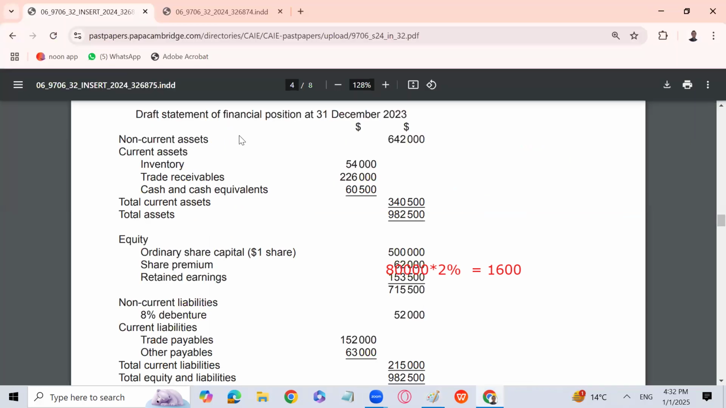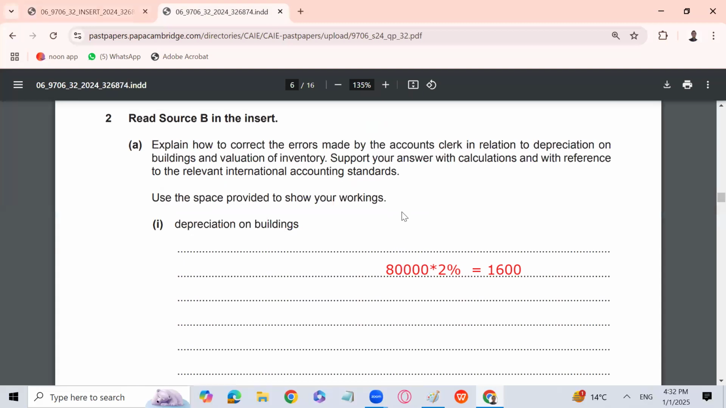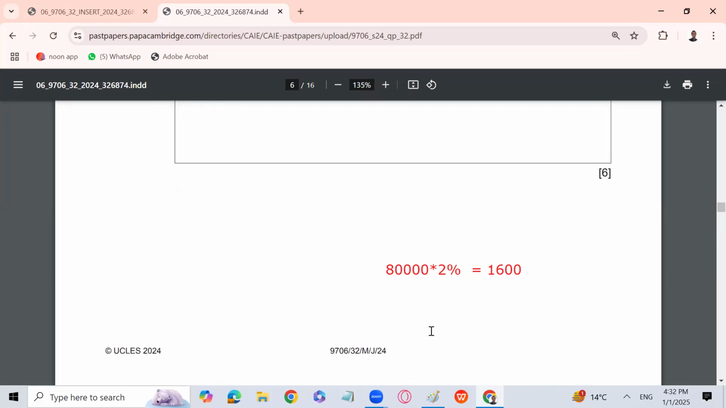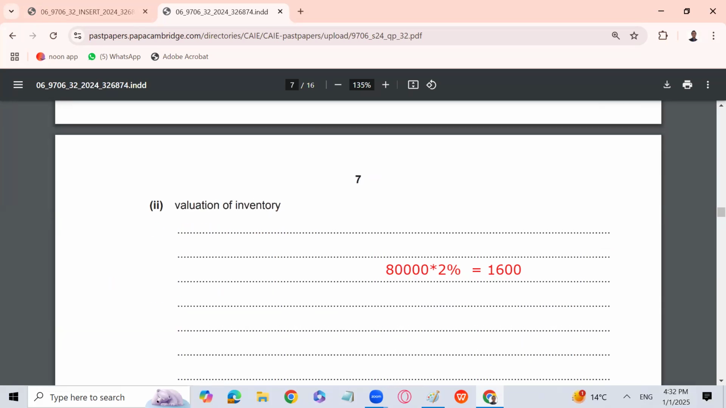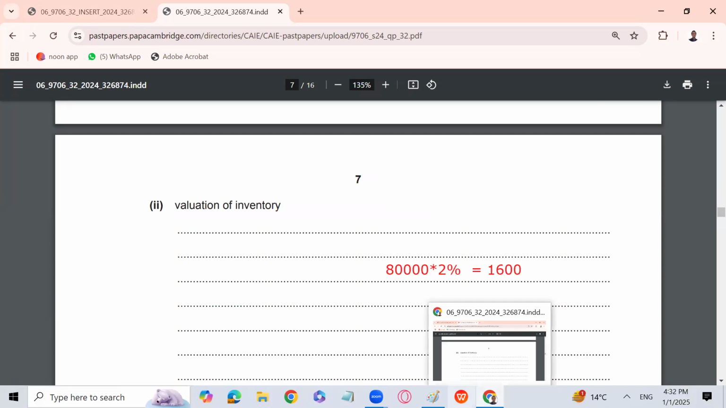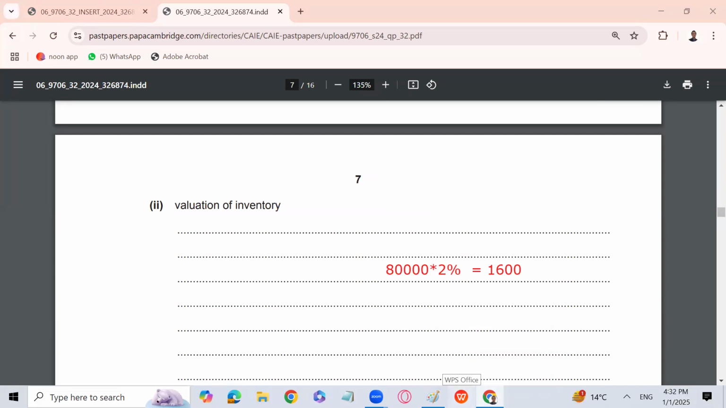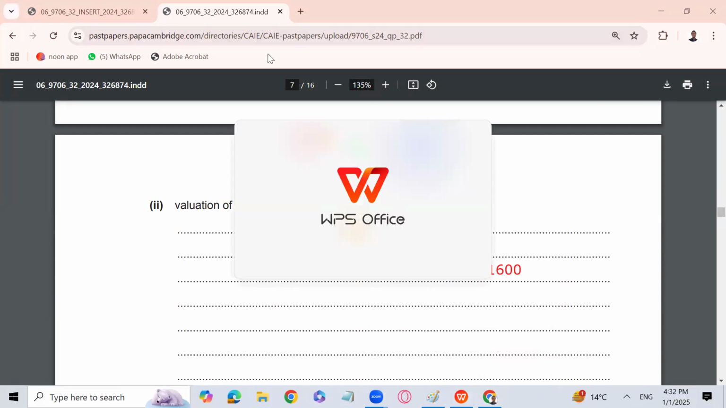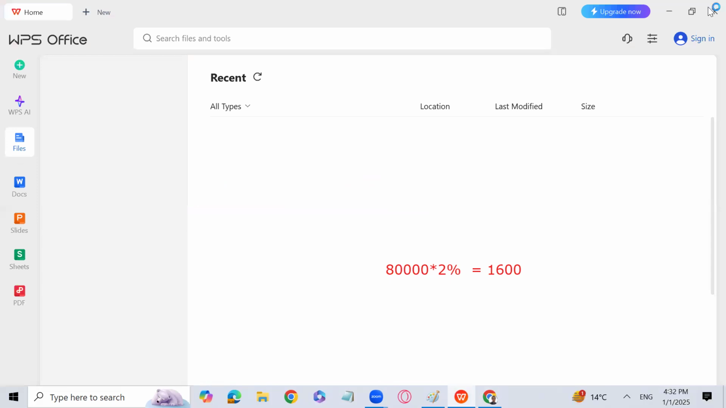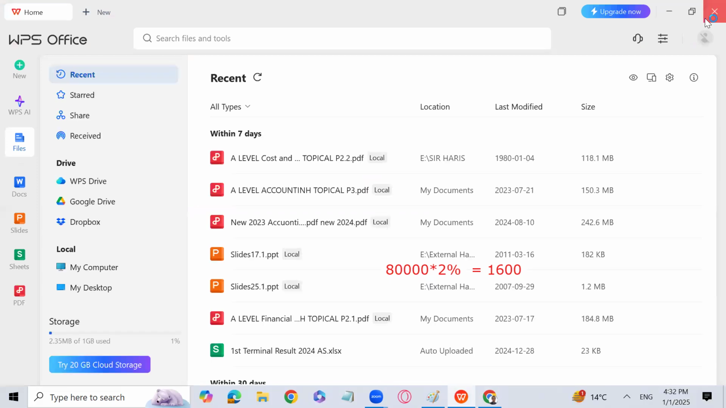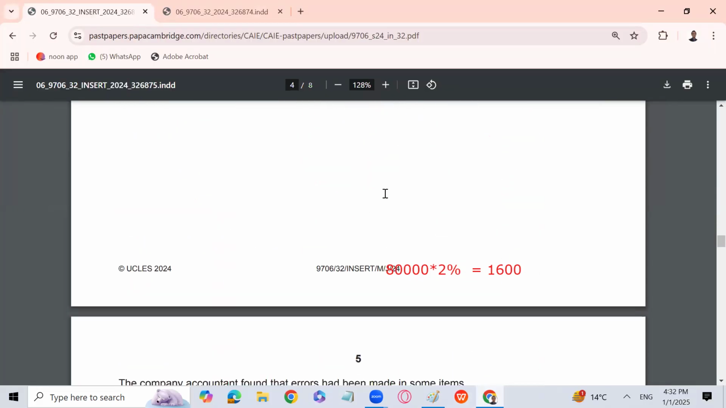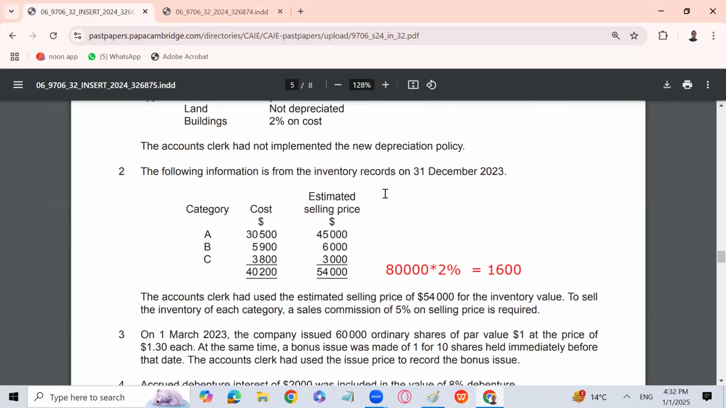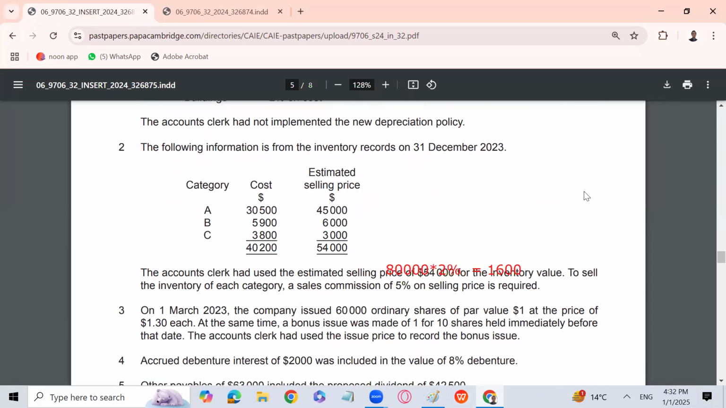The next point is the second point, with reference to the valuation of inventory. We have been given the valuation of inventory portion also. So let's discuss what we are going to do with the valuation of inventory. Valuation of inventory is given already here: the following information is from the inventory records on 31st December.